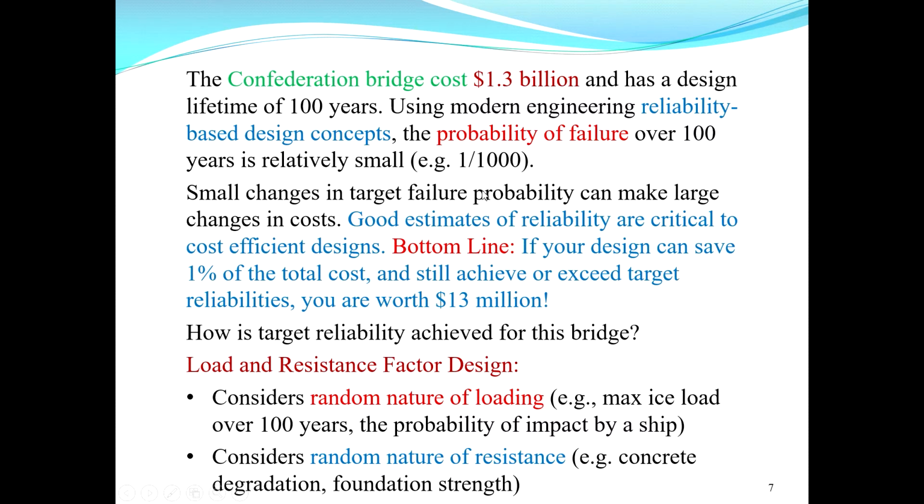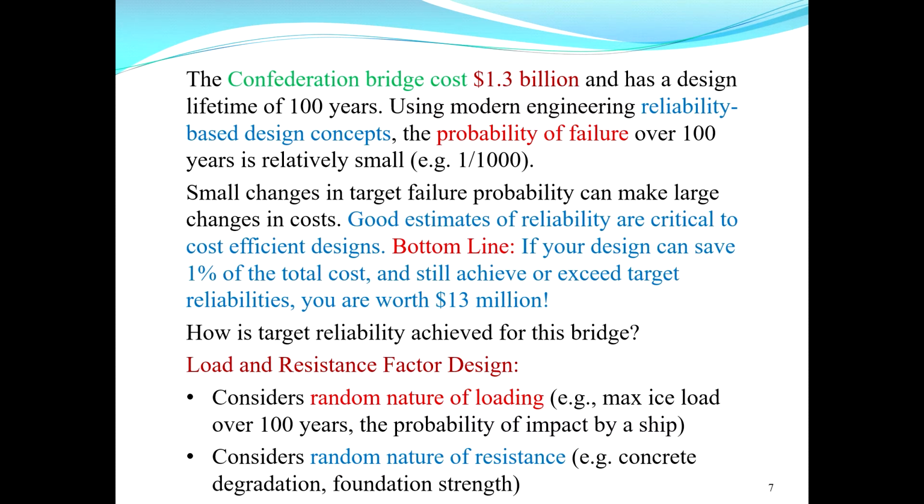Small changes in the target failure probability can make large changes in cost. Good estimates of reliability are therefore critical to cost-efficient designs. And the bottom line is, if your design can save 1%, even 1% of the total cost, and still achieve target reliabilities, then you are worth, for that Confederation Bridge, $13 million. That's a lot of money. And somebody's going to be very happy if you save them that sort of money.